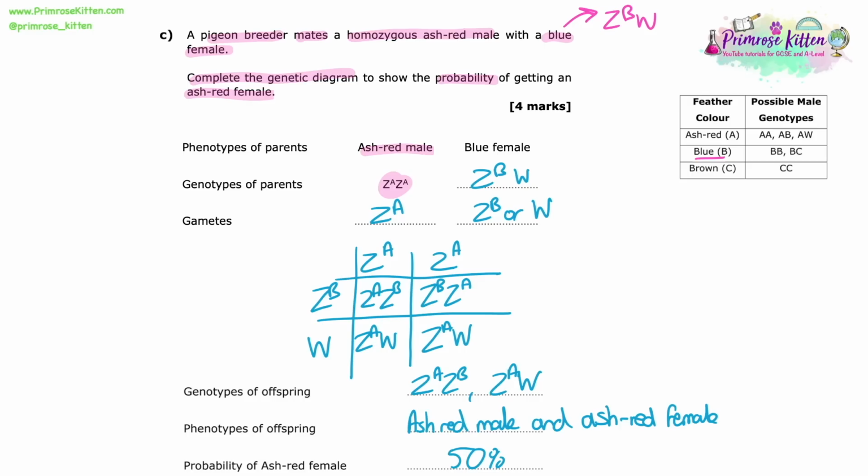So this is hopefully fairly straightforward. It's just, we've got to make sure that we're happy with putting our alleles, kind of superscript of the sex chromosomes, including the sex in our phenotype to make sure we get those marks.